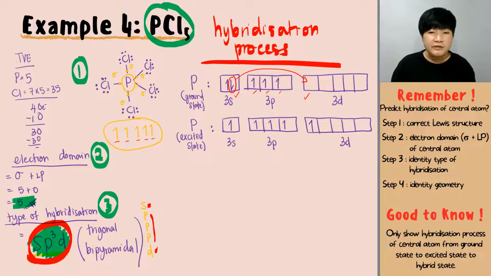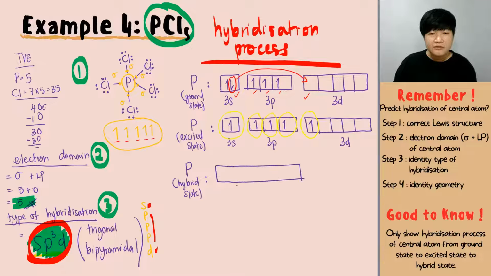And for the hybrid, we need to take 1 from the 3s, 3 from the 3p, and 1 from the 3d. So for the phosphorus hybrid state, what you are going to do is hybridize the orbitals that you need to hybridize, which is your sp3d. And your sp3d should look something like this.